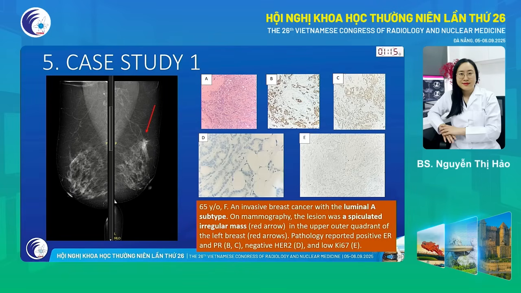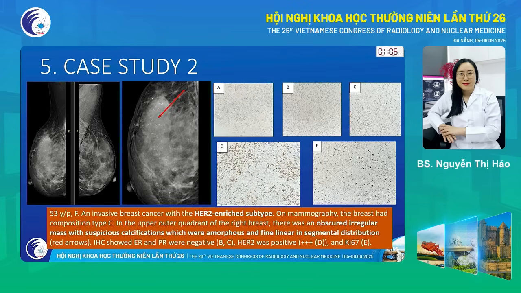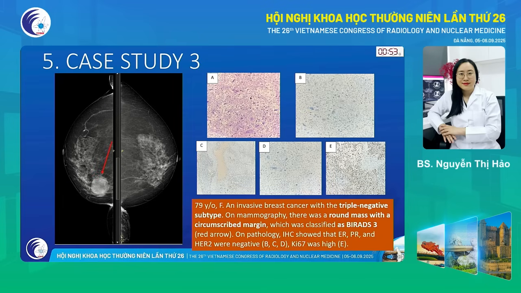About the case studies, the first case, a woman has a luminal A subtype and has a spiculated irregular mass in her mammography. The second one, the woman has a HER2-enriched subtype, but the mammography shows an obscured irregular mass with suspicious calcification, which were amorphous and fine linear in segmental distribution. And the last case is a triple-negative breast cancer, where the patient has a round mass with circumscribed margin, which was classified as BI-RADS 3 at first.